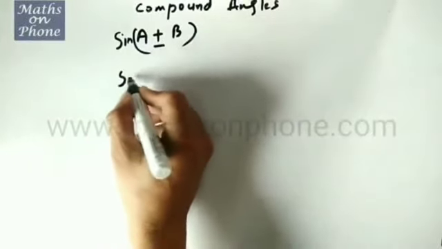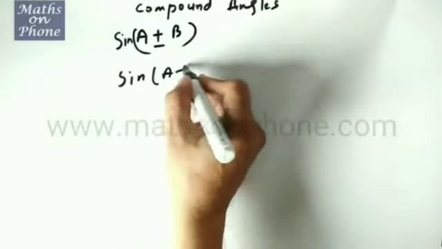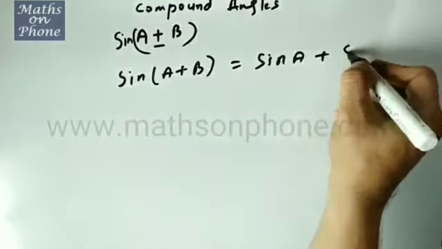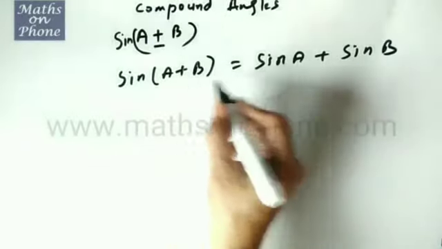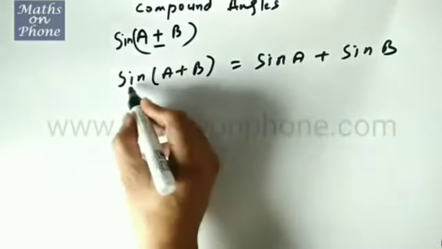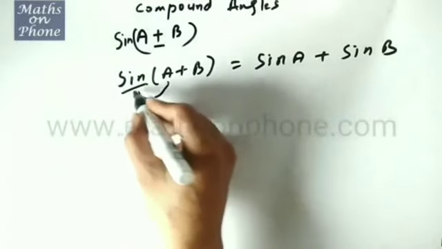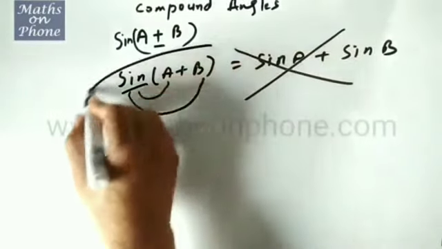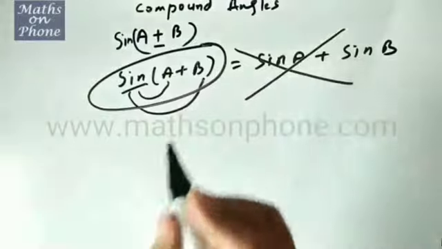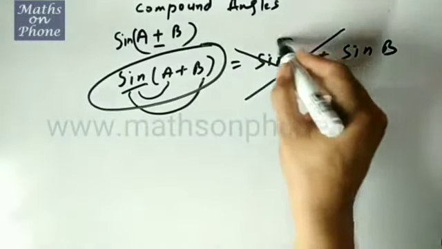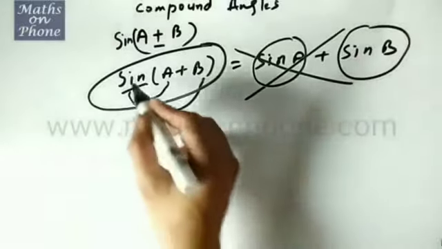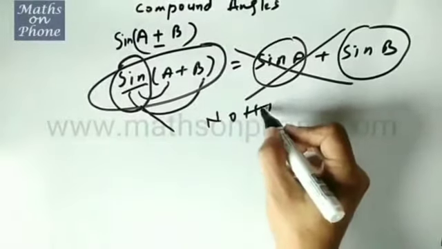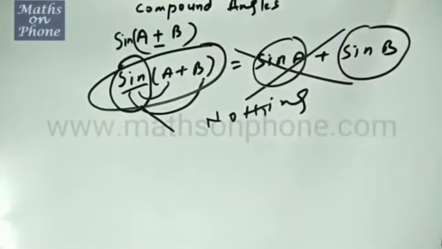I have seen that some people say sin(A+B) is equal to sin A plus sin B. What they do is they just say that we have opened up the bracket, that means sin is multiplied to A and sin is multiplied to B. That is totally wrong. Why? Because sin(A+B) is one unique thing. Sin A is one thing, sin B is another thing. Sin alone is nothing. So be careful that sin(A+B) is never sin A plus sin B.